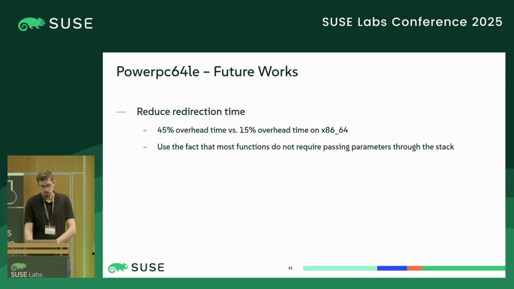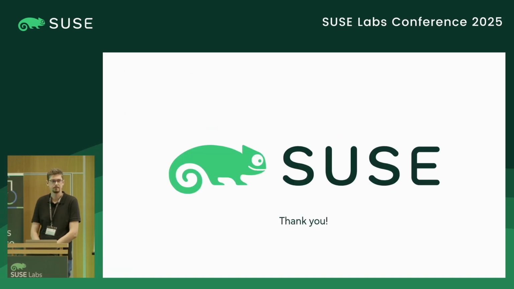So what can we do to improve it? We have to attack this overhead time. What we are planning is to analyze the function to find out whether or not we can skip the stack allocation, or perhaps jump ahead into the function by using that branch thing. And that's what we have for now. Thank you. Any questions?